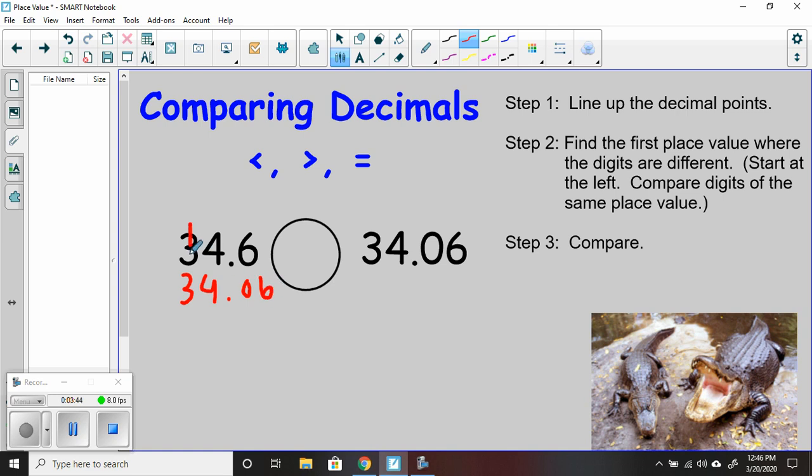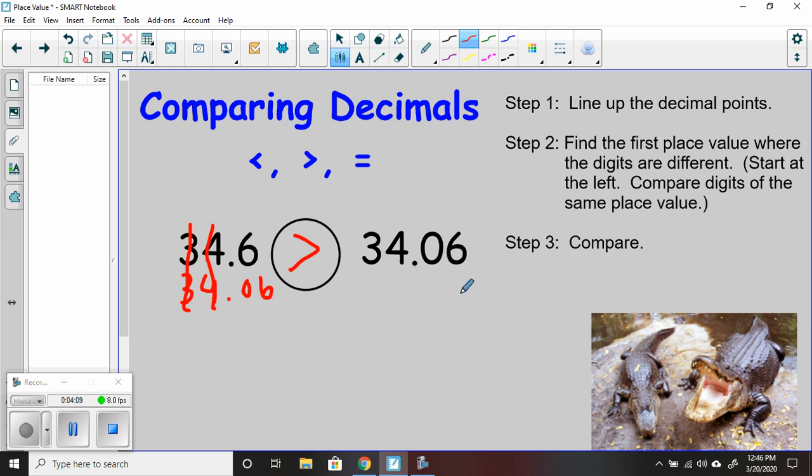I notice they are both the same here, so that doesn't help me, which is the tens place. They both have a 4 in the ones place, so that doesn't help me. Then I look right here in the tenths place. I notice one is a 6 and one is 0. So I know that 6 tenths are greater than 0 tenths. So 6 is greater than that 0. So therefore 34 and 6 tenths is greater than 34 and 6 hundredths.